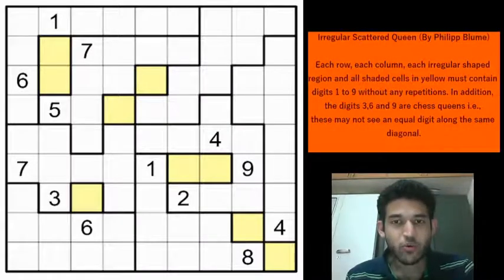This Sudoku was created by Philipp Blumer and it was published in the Logic Masters Germany portal. There are many puzzles published by this author on the Logic Masters Germany portal.